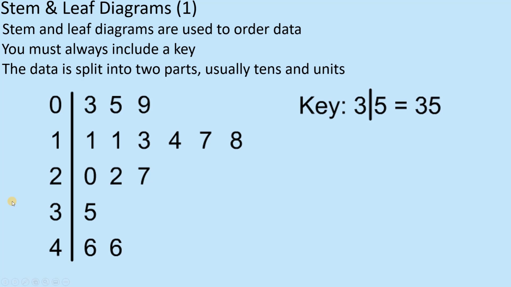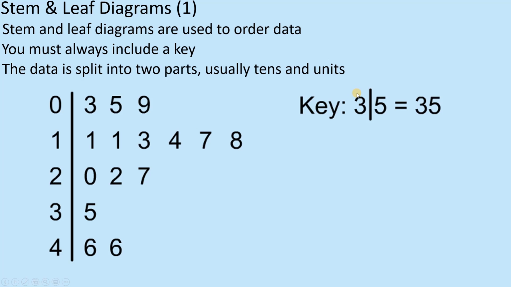I'll talk you through what this stands for. Here, that means you've got zero tens and then three ones, and zero and five, and zero and nine. So that 0, 3 is the number three, the 0, 5 is the number five, and the 0, 9 is the number nine. The 1, 1 represents 11, and that 1, 3 represents 13, and so on and so on.